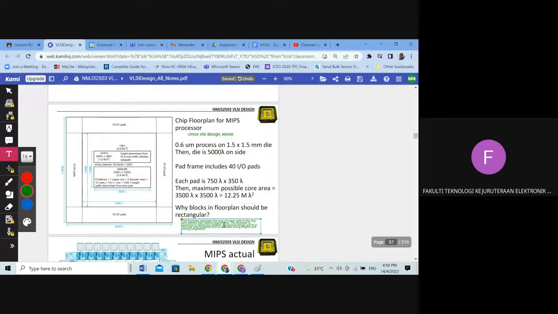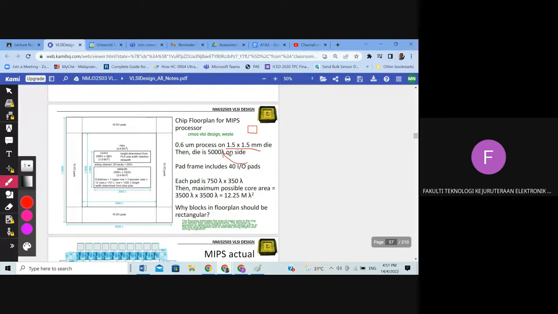The floor plan estimates the area of major units in the chip and defines their relative placement. For example, here we have a die of size 1.5 by 1.5 millimeter. Given the system uses a 0.6 micrometer process, from there you can estimate the size of the die in the unit of lambda.